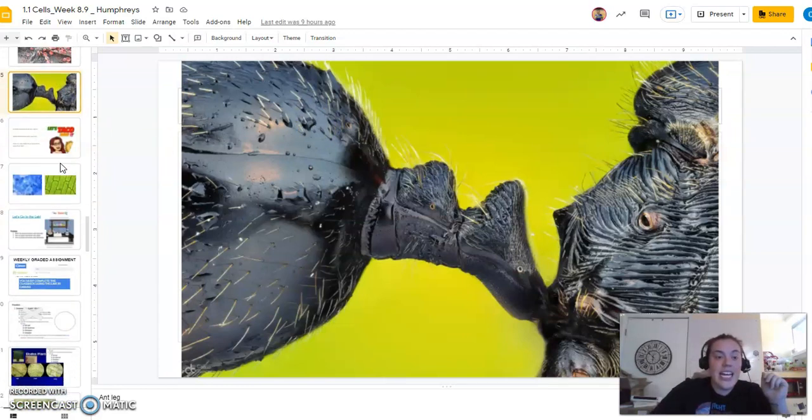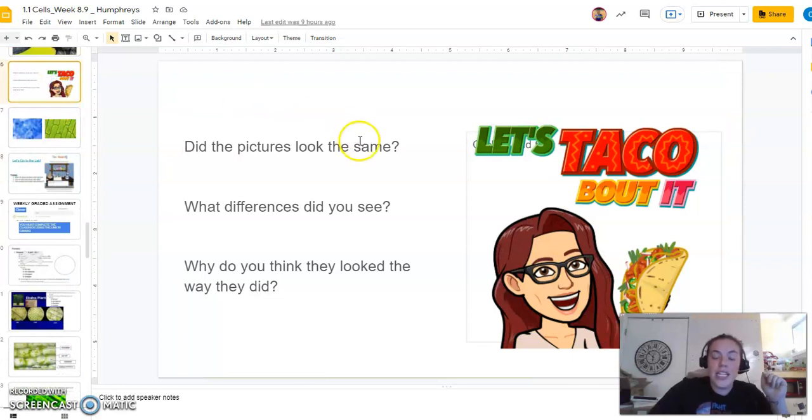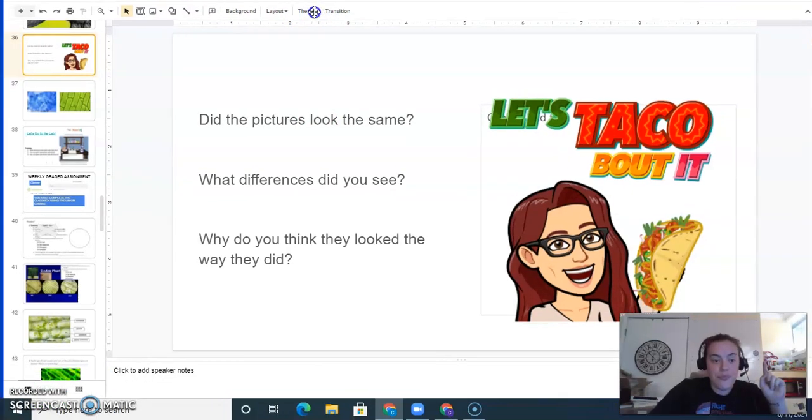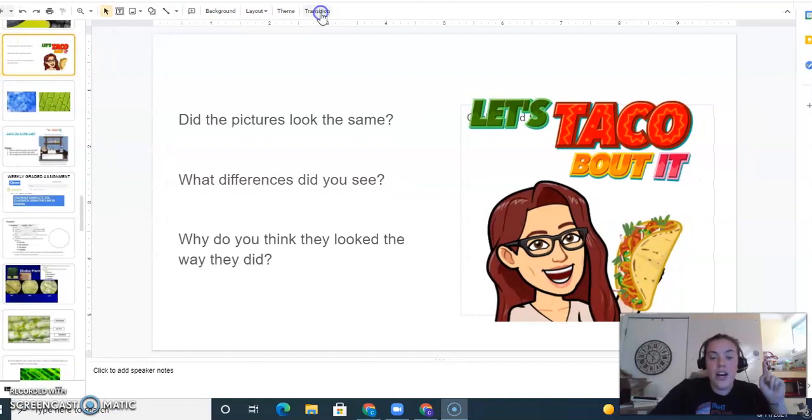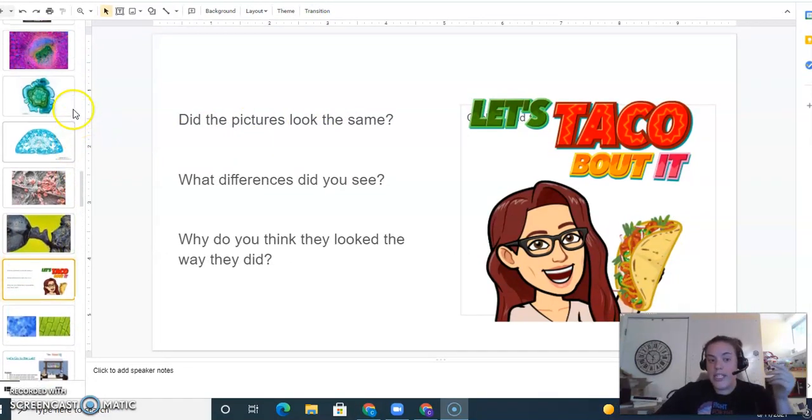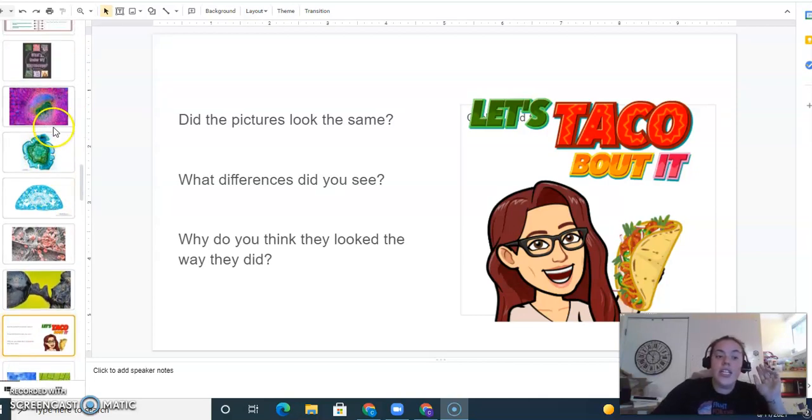All right, guys, here we are. Let's talk about it. So did all these pictures look the same? So the answer immediately is no, they did not all look the same. And why? Well, we talked about the differences in color and shape and texture. And we discussed that they look different because they do different things. Remember, structure and function go together.